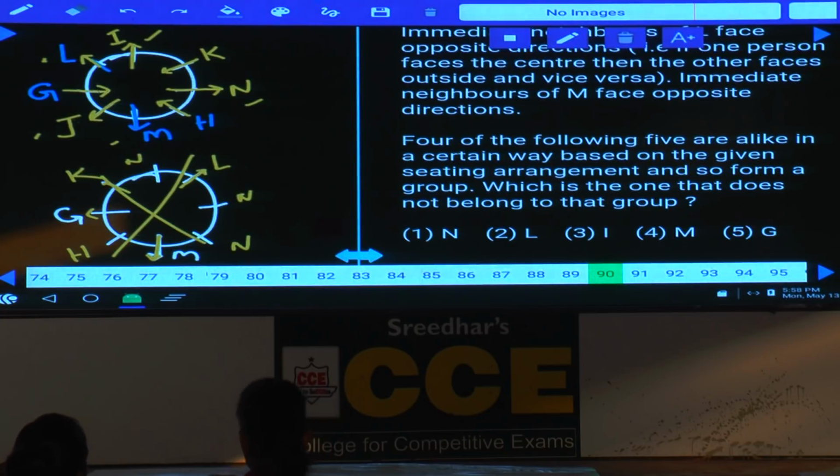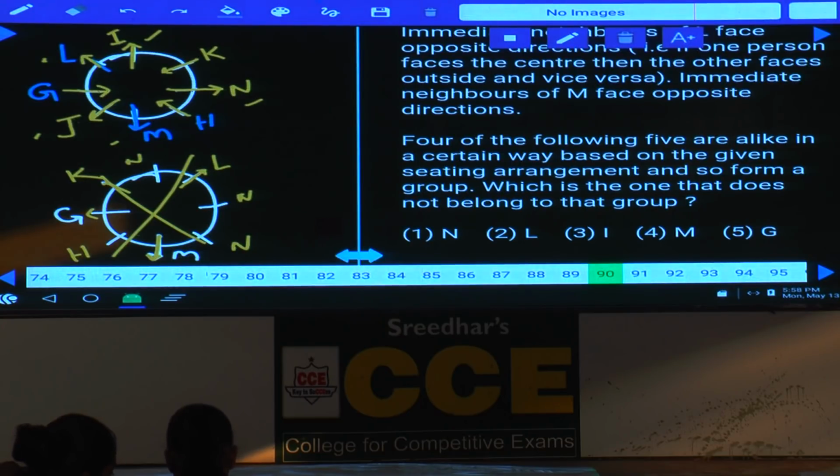Then question number 90. 4 of the following is nothing but an odd man out. Now N is facing away, L is away, I is away, M is away, G is towards the center. Except G, the remaining 5 persons are facing away, G is facing towards the center. Now this is about question number 90. 86 to 90. Then 91 to 95.